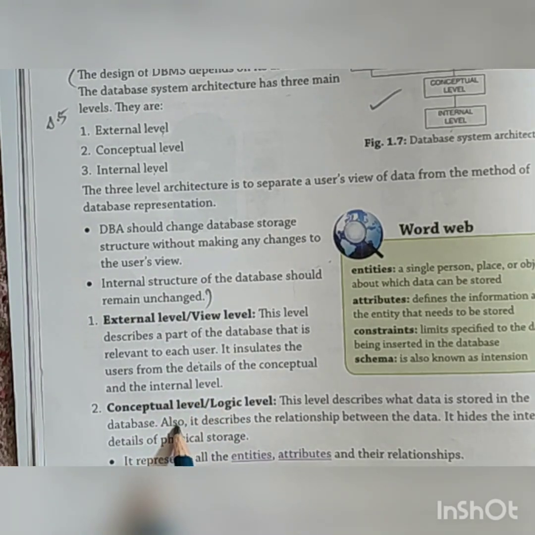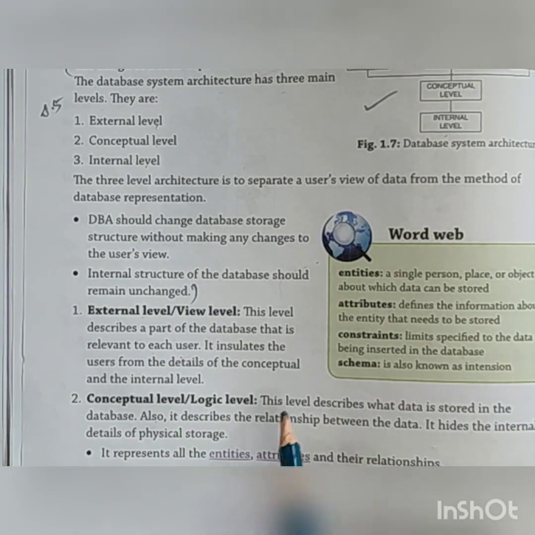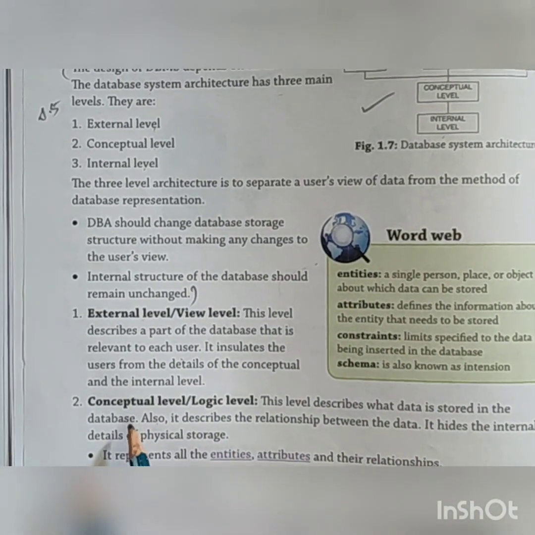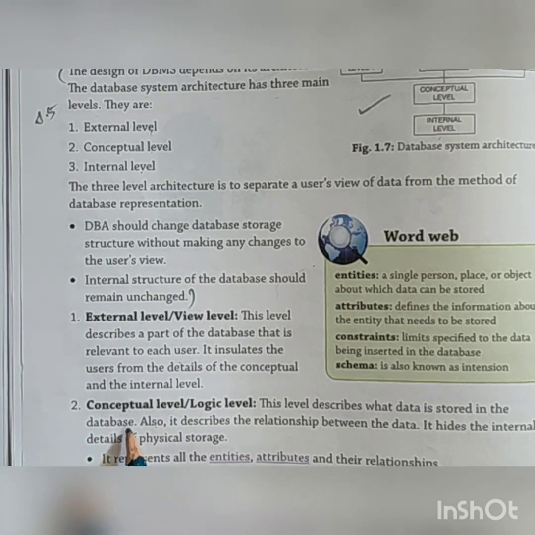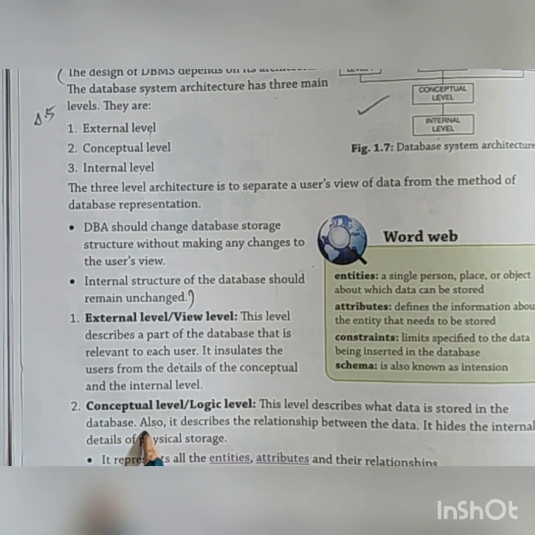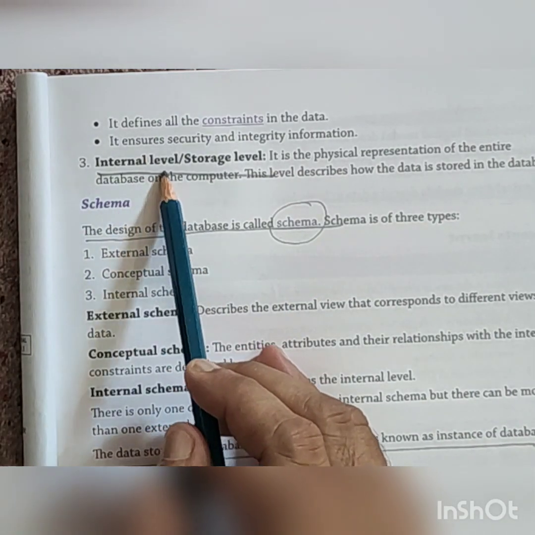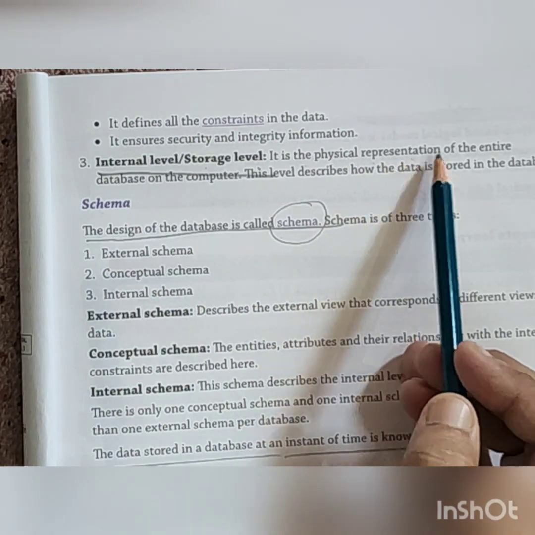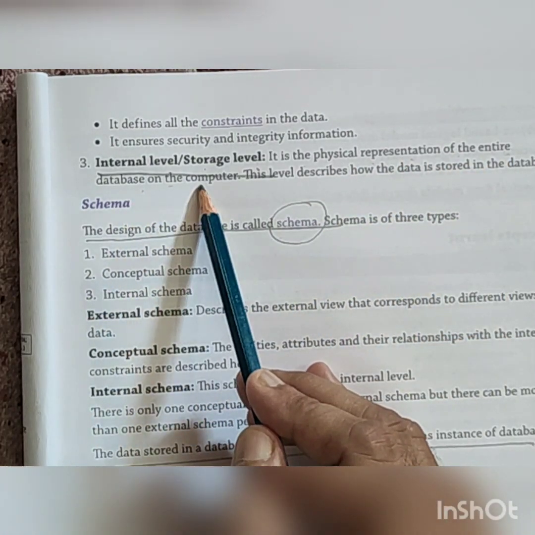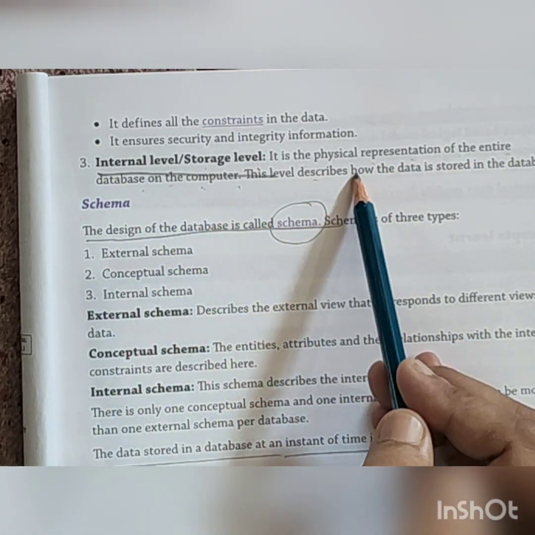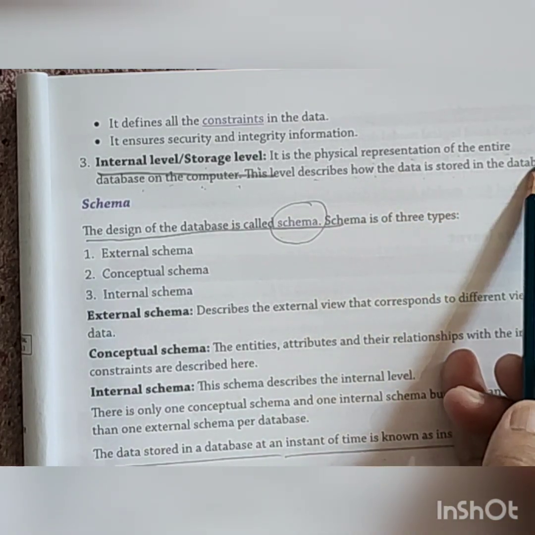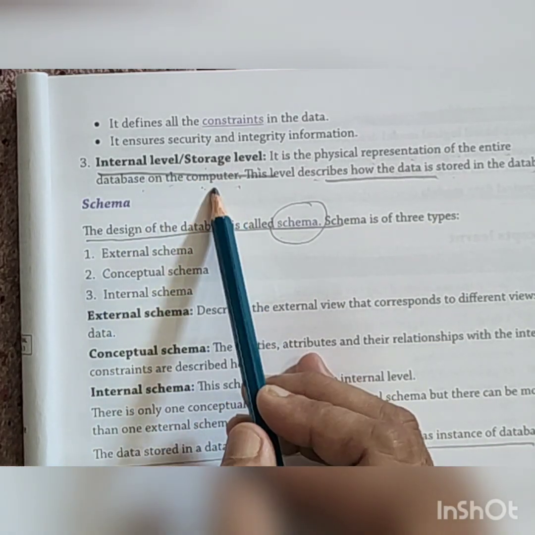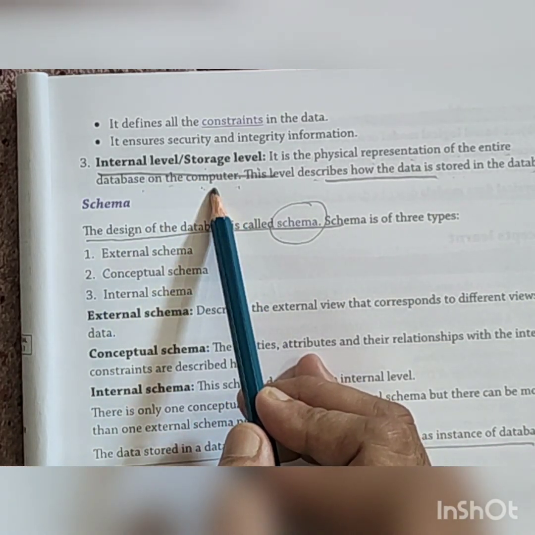Then the conceptual level. What is the conceptual level? This level describes what data is stored in the database, so it explains the type. And third is the internal level or storage level. It has the physical representation of the entire database system on the computer. This level describes how the data is stored. So these are the three levels.